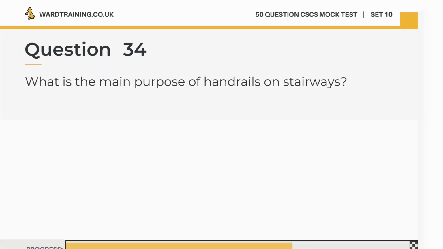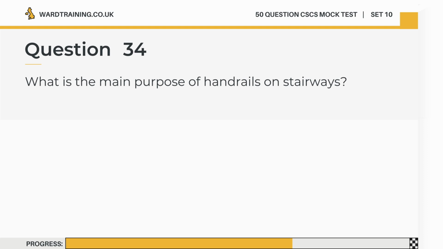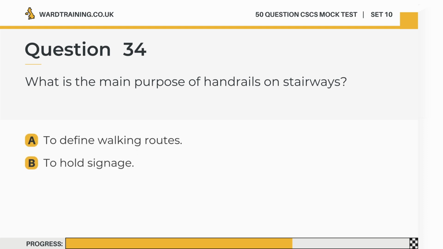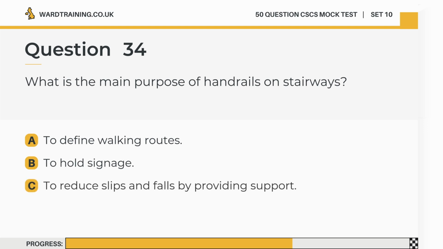Question 34. What is the main purpose of handrails on stairways? A. To define walking routes. B. To hold signage. C. To reduce slips and falls by providing support. D. To improve aesthetics.